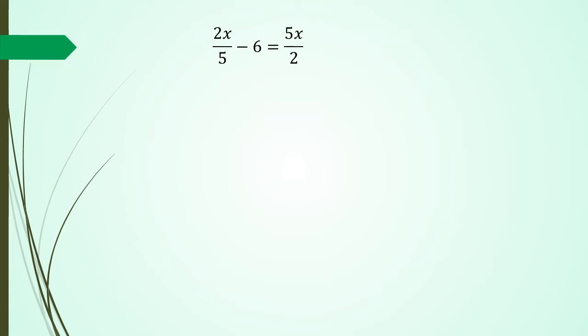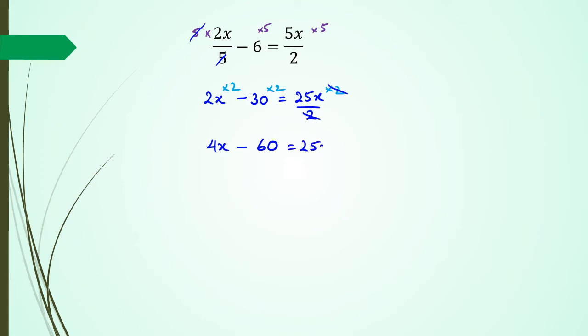Something like this, you can again do it the old-fashioned way, but I'm going to show you the new method, which is I want to get rid of this 5, so I'm going to multiply every term by 5. When I do that, these two 5's cancel out, and I'm left with 2x minus 6 times 5 is 30 equals 5 times 5 is 25, so that'll be 25x over 2. Next, I want to multiply everything by 2 because that's in the denominator, and I want to get rid of that 2. When I do this, I get 2x times 2 is 4x minus 30 times 2 is 60, and of course the 2's cancel out, and I'm left with 25x.